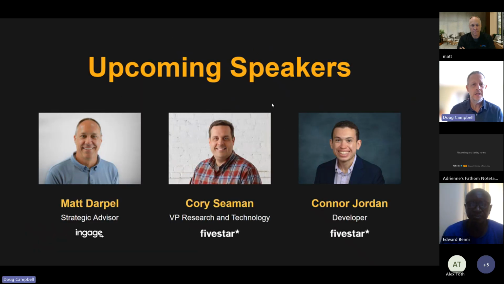I'll introduce our speakers today. Matt Darple, our strategic advisor from Engage, will be doing the first part of the webinar, going through the idea of the strategic assessment, understanding all the different types of systems that you have and where to take it from there. And then Corey Seaman and Connor Jordan from 5-Star will be introducing Power BI and Fabric, giving an overview of those two systems, and also going into the Power BI demo. They will also be available at the end for the Q&A session as well.